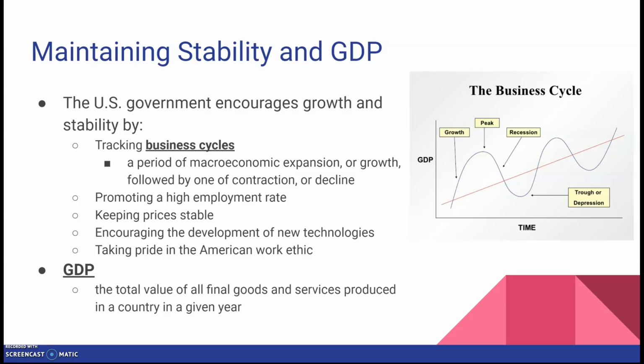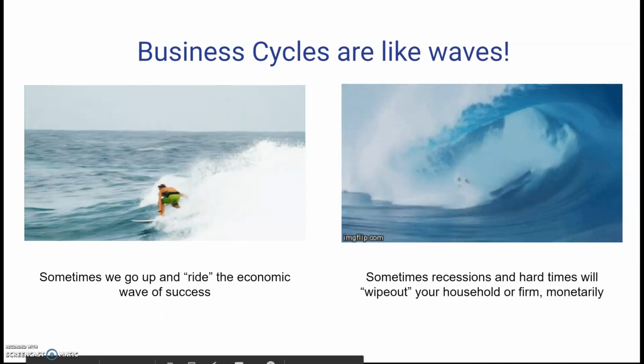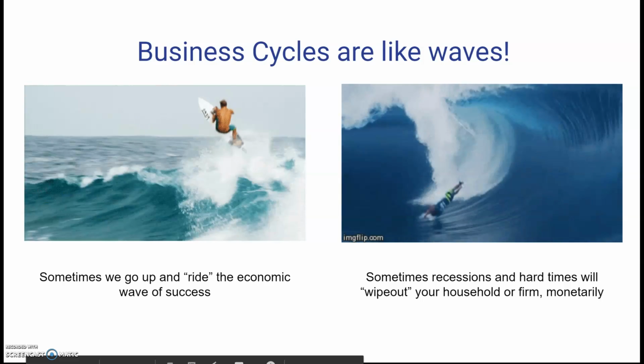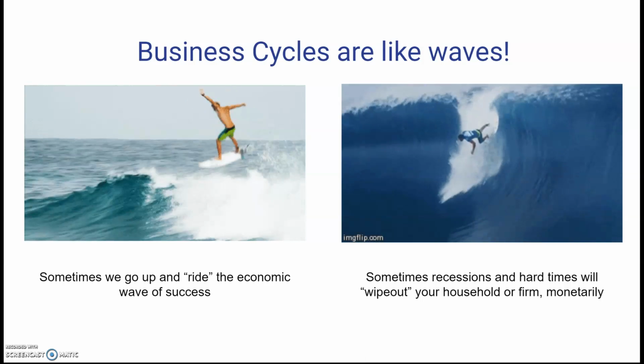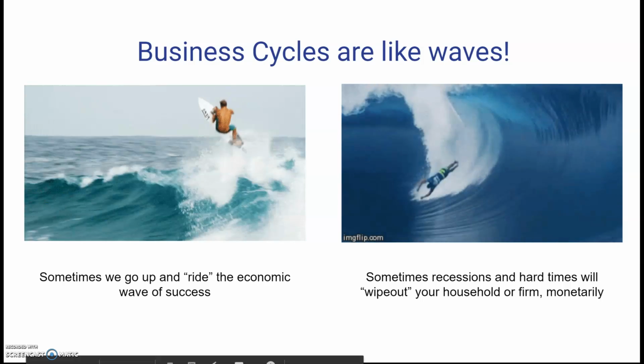Our GDP, we've talked about this before. This is the total value of all final goods and services produced in a country. So if you are a server at a restaurant, you're counted in the GDP. If you produce a car, that's counted in the GDP. If you buy a car, also counted in the GDP. And if you're the car salesman, it's also counted. So these are all the products that are taken in. The business cycles are like waves. You can ride high and be awesome, but then sometimes you're going to see a big old wipeout with a recession, which is something that we may be dealing with in the near future.